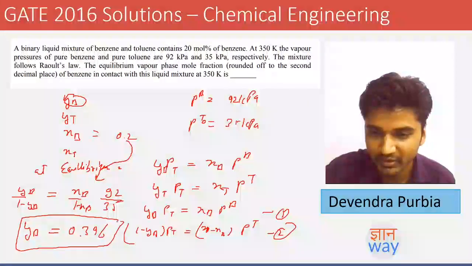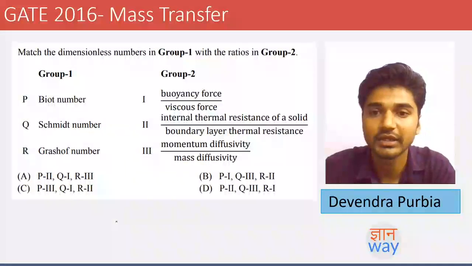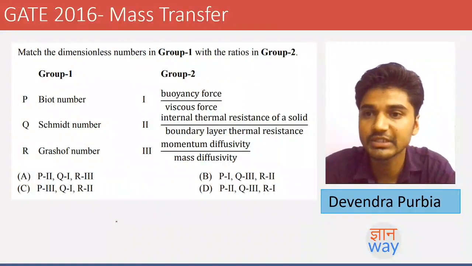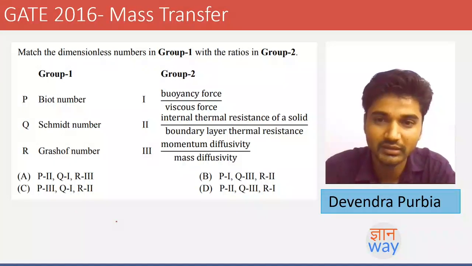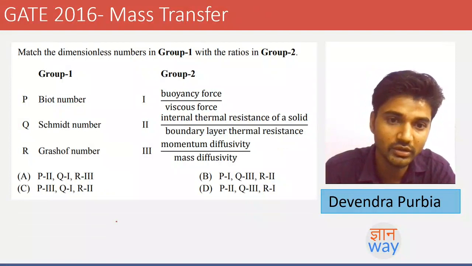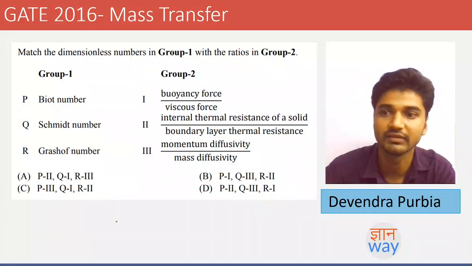So this was a simple question. Using only Raoult's law we can solve this question. Now in the next question, a match the column is given, and in group 1 dimensionless numbers are given, and in group 2 their physical meanings or definitions, the physical significance, are given.